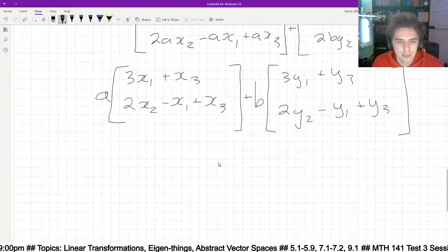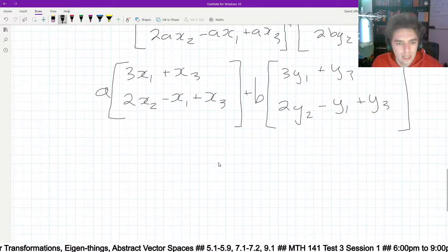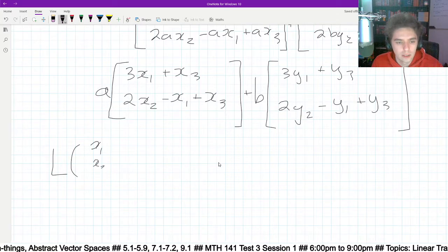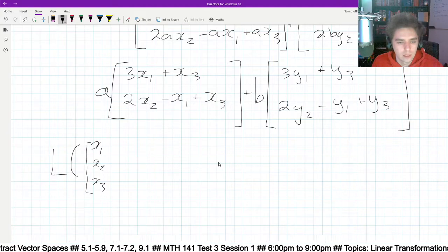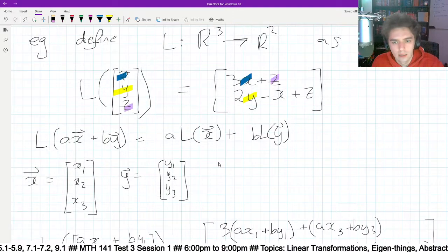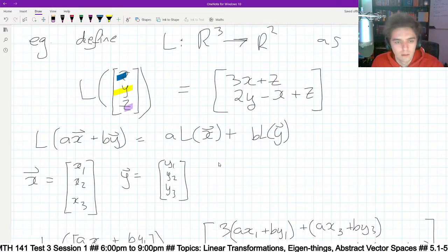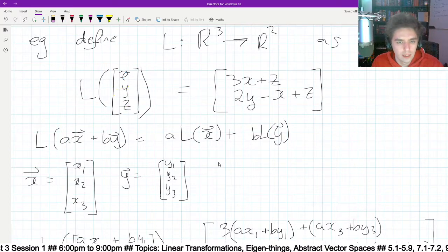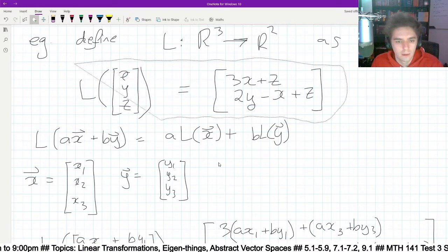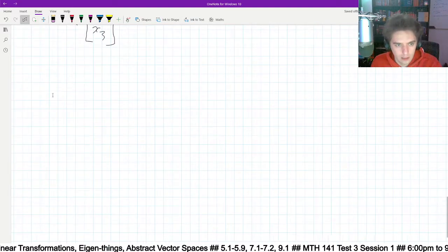The reason I did that is, look, what would L of x be? x was x1, x2, x3. So if we go back to our definition of what L does, L does this. If I apply this just to the vector x1, x2, x3, I'll copy this down and bring it over here so you can see a little better.